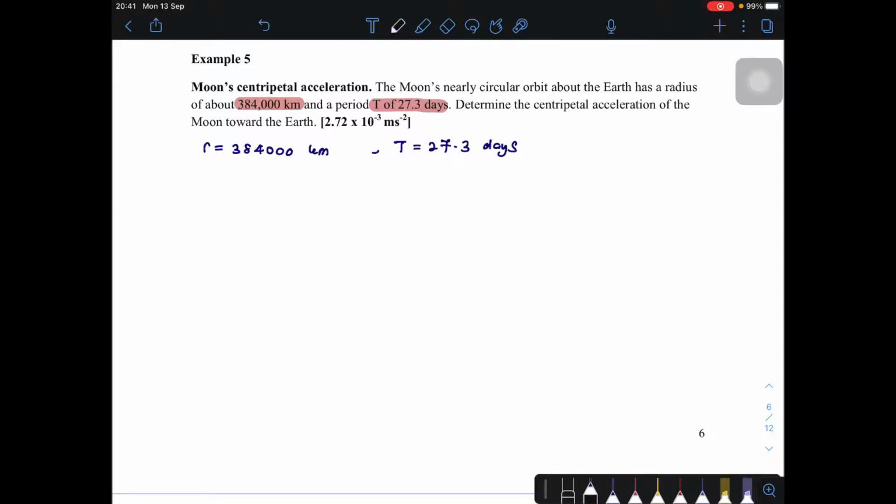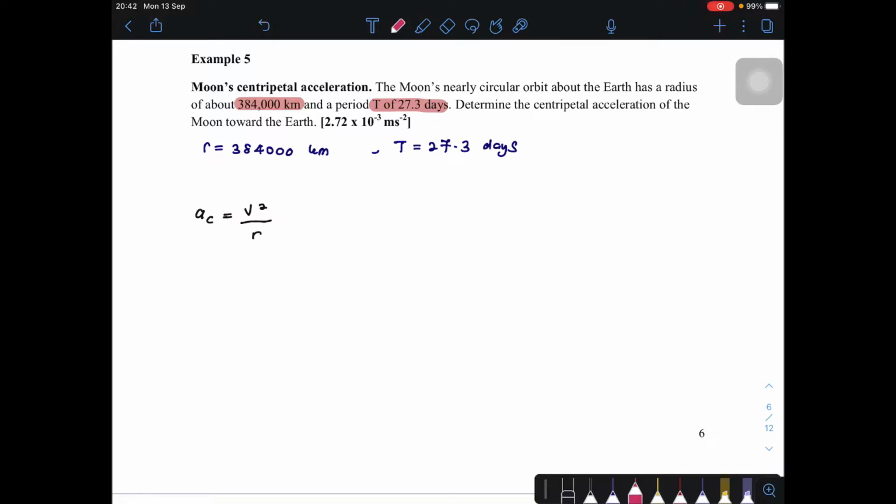The question asks for the centripetal acceleration, which we know the formula is equal to V squared divided by R. So this example is similar to example 4 earlier, but we are given the information in the form of period. The previous one, we got the information in terms of frequency. Now we are given the period.